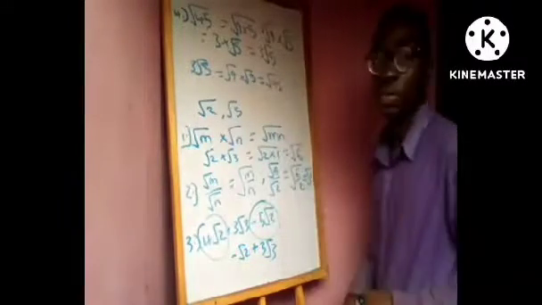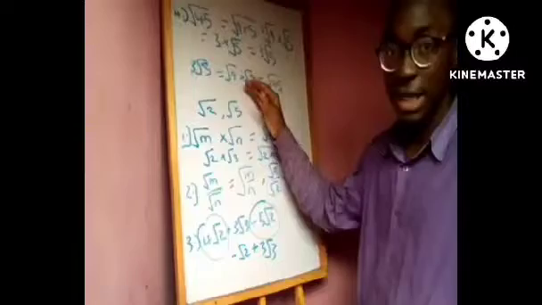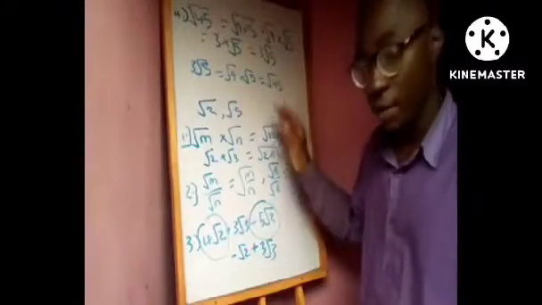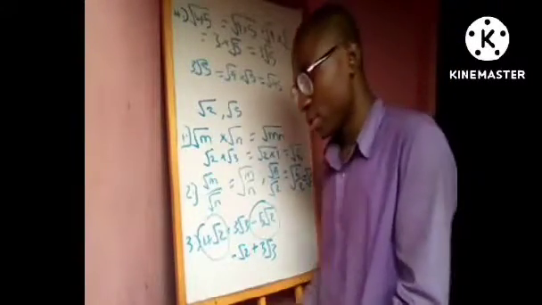So we just reverse the operation we did. 3 root 5 is equal to root 9 times root 5, and it's equal to root 45. That's how we can reverse such operations.